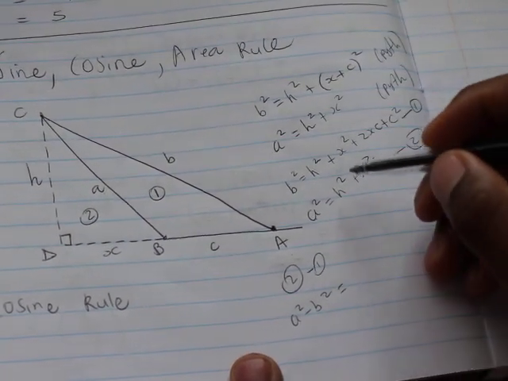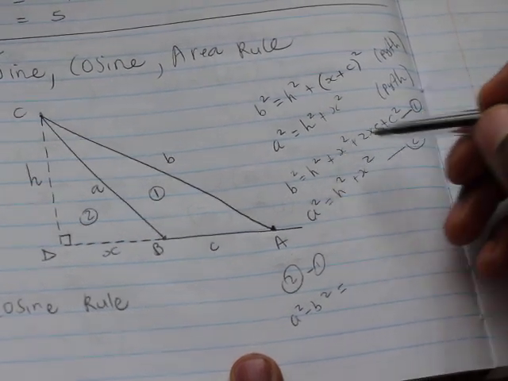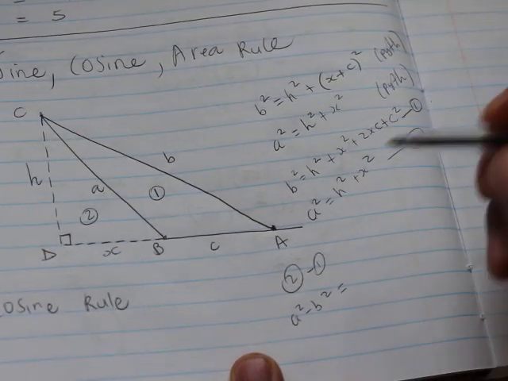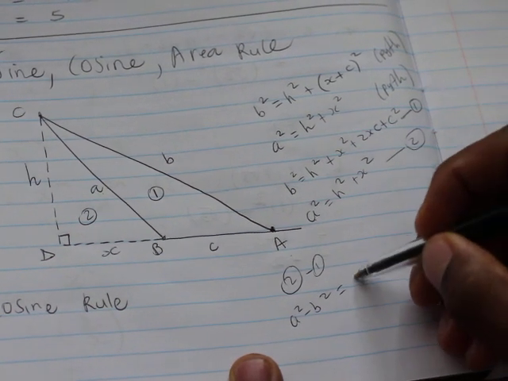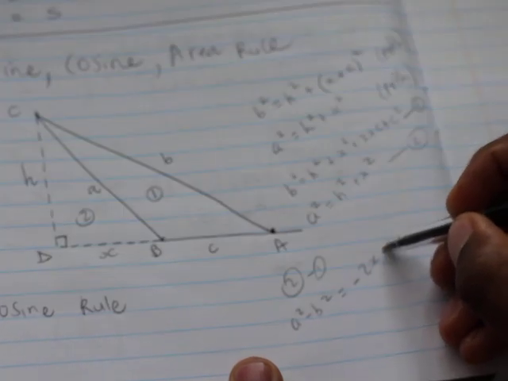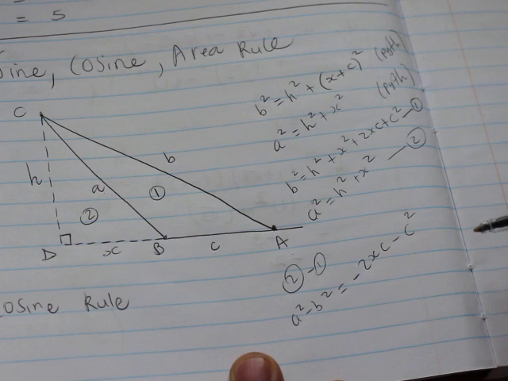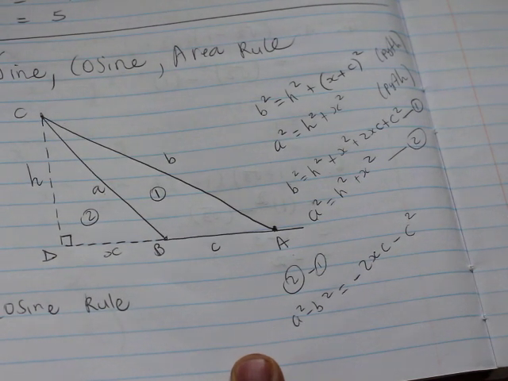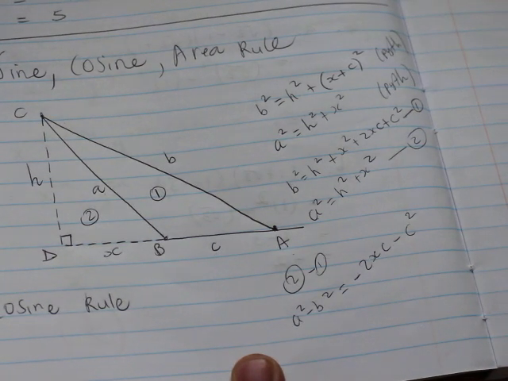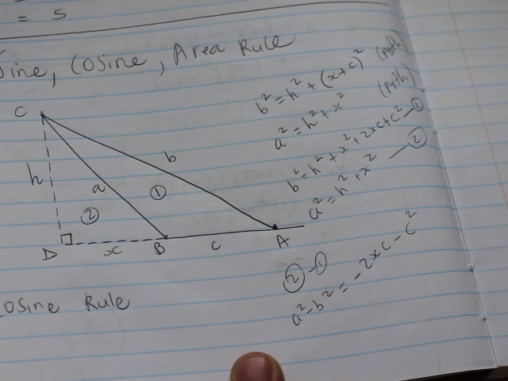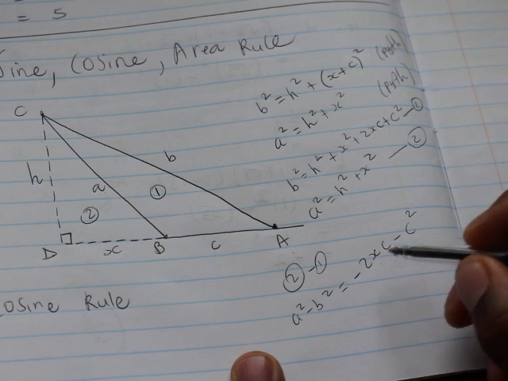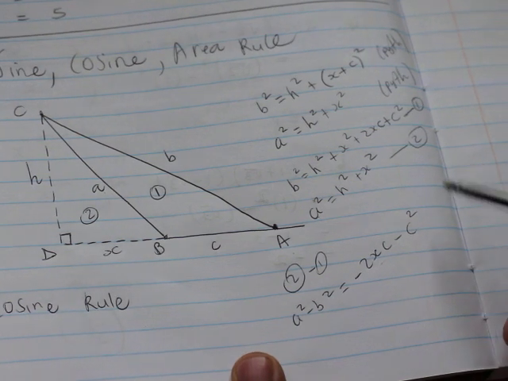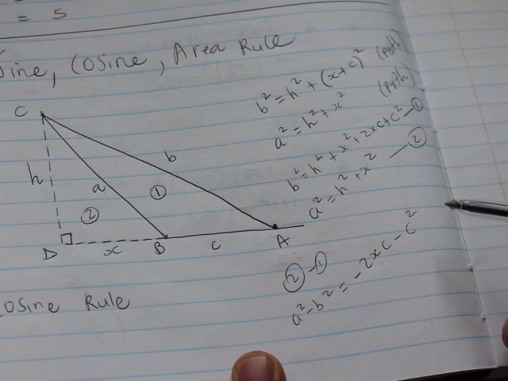This is equal to a squared and a squared, they cancel out. x squared and x squared, they cancel out as well. And then we're left with what? Minus 2xc minus c squared. Okay, that's what we're left with. So what needs to happen now is we need to then get rid of the x over there. Okay, we get rid of the x, so we can rearrange the equation so that it looks nice and proper.